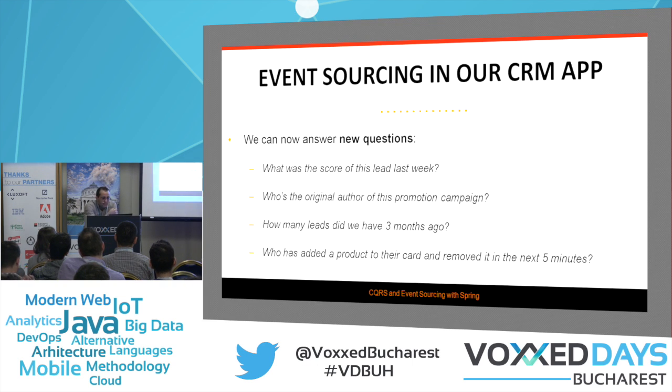So in our CRM app, what would event sourcing be able to answer? What was the score of this lead last week? When the score of the lead gets recalculated, you pretty much lose the last one, unless you're building something to keep track of everything. So you have no idea what the score of that particular lead was last week.